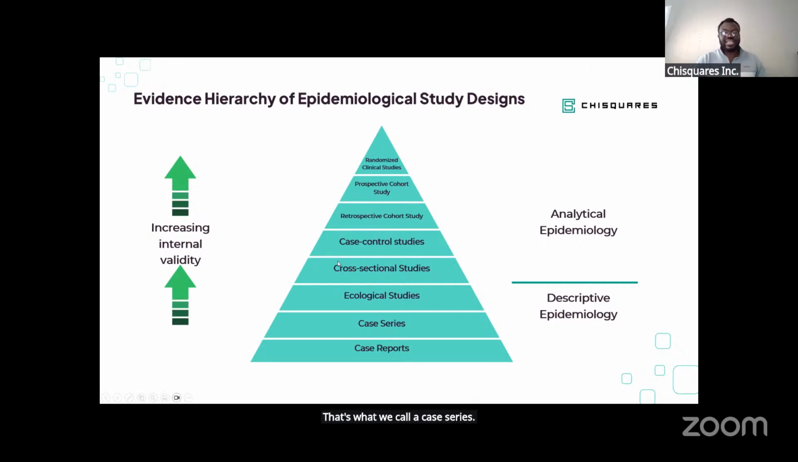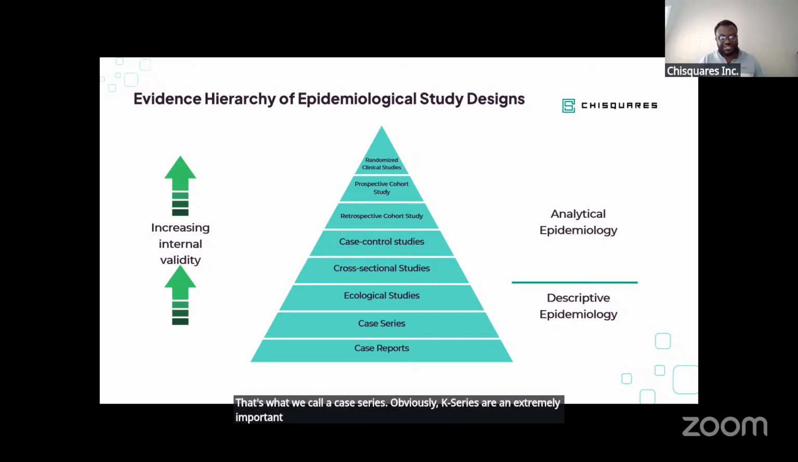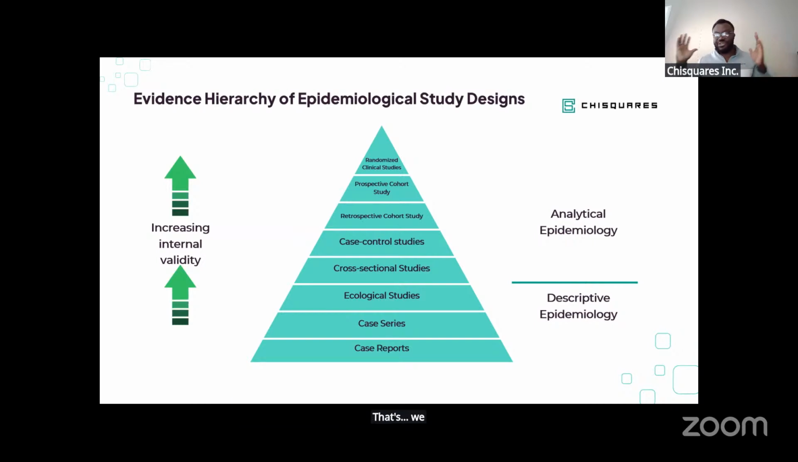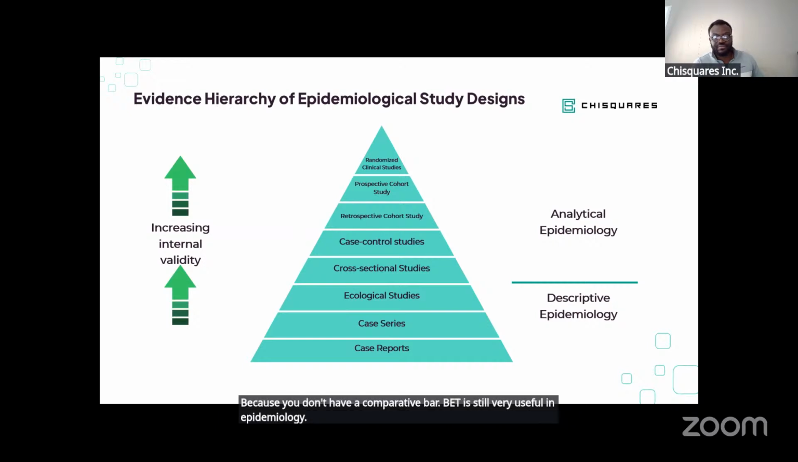Obviously, the case series is an extremely important study design in epidemiology. We use case series to make a lot of conclusions about many important things. So yes, you can still use a case series to draw useful inferences. Of course, this falls under descriptive epidemiology because you don't have a comparative arm, but it's still very useful. Okay, thank you very much.